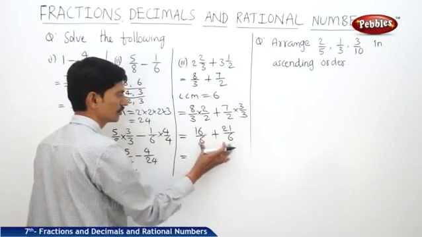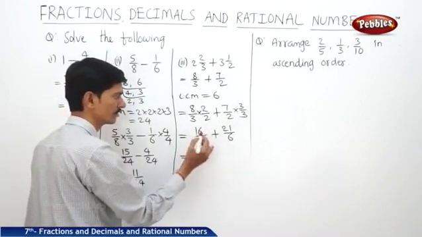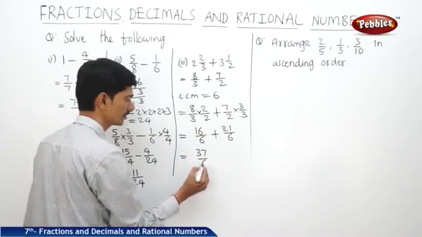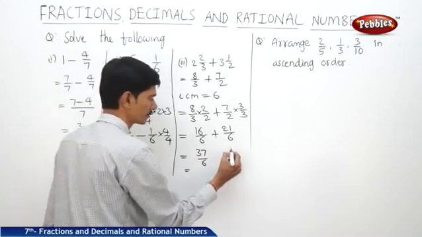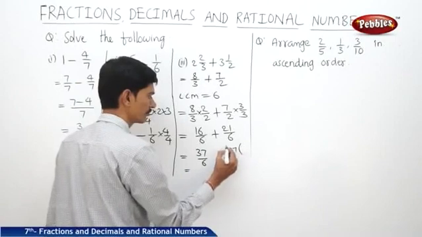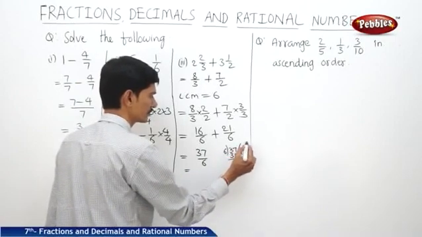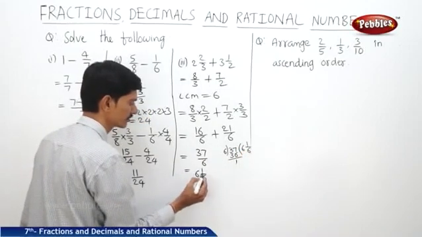Now these two are like fractions, so we can add the numerators. So 16 plus 21 is 37 by 6. Now this is an improper fraction, we can convert it into a mixed fraction. 37 by 6, 6 6s are 36, remainder 1, this can be written as 1 by 6. Now this equals 6 1 by 6.